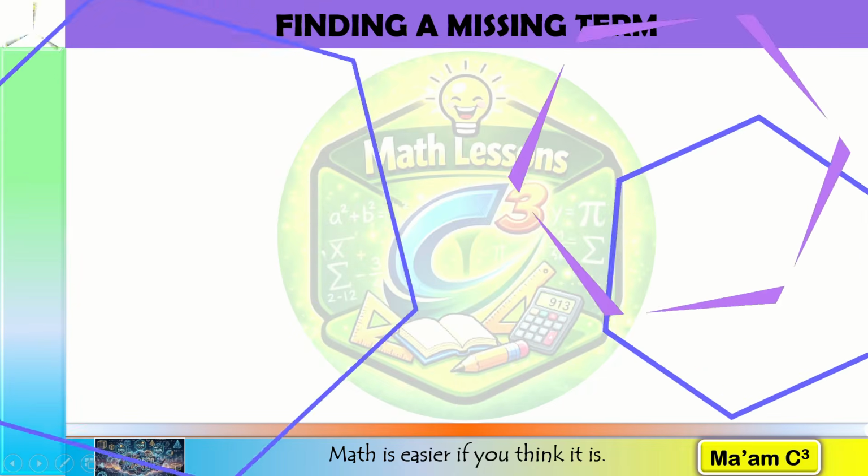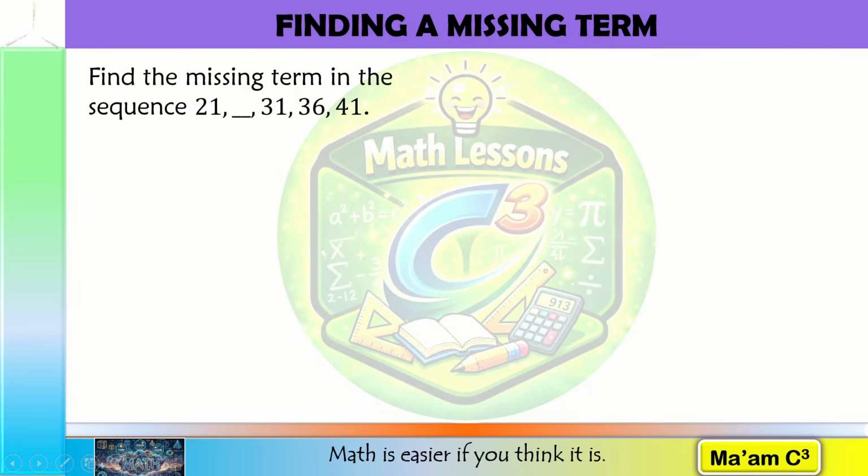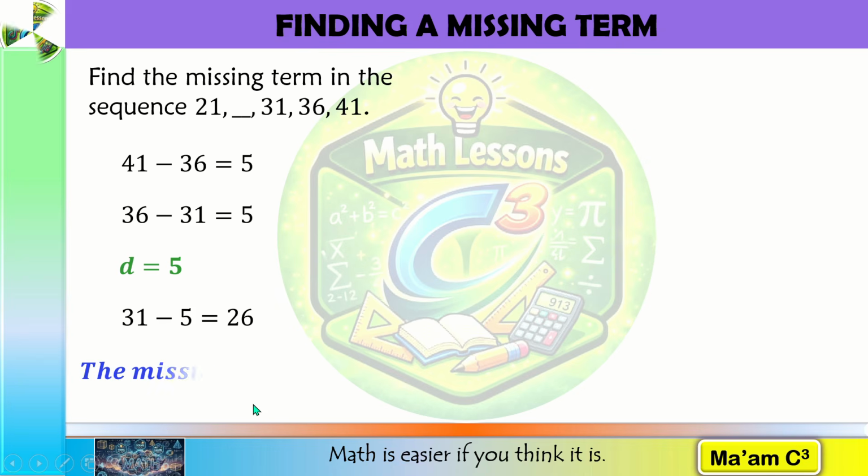This time, we're going to find a missing term. Find the missing term in the sequence 21, blank, 31, 36, 41. We're going to solve for the missing term. Let's look for the common difference. 41 minus 36 is equal to 5. 36 minus 31 is also equal to 5. So this means our D is equal to 5. Now, to solve for the missing term, we just have to subtract 5 from 31. 31 minus 5 is 26. So, the missing term is 26. 21, 26, 31, 36, 41.